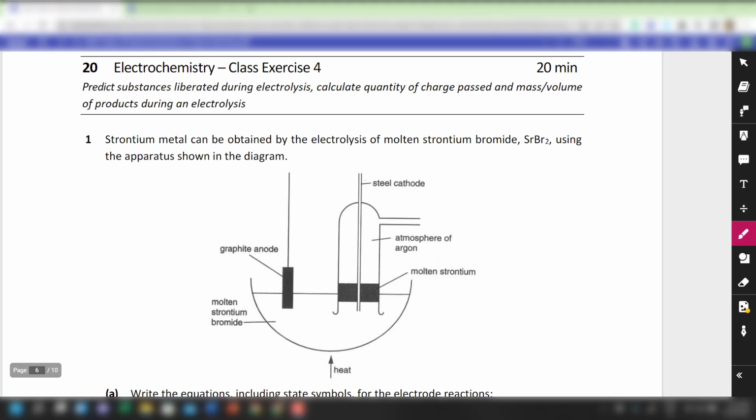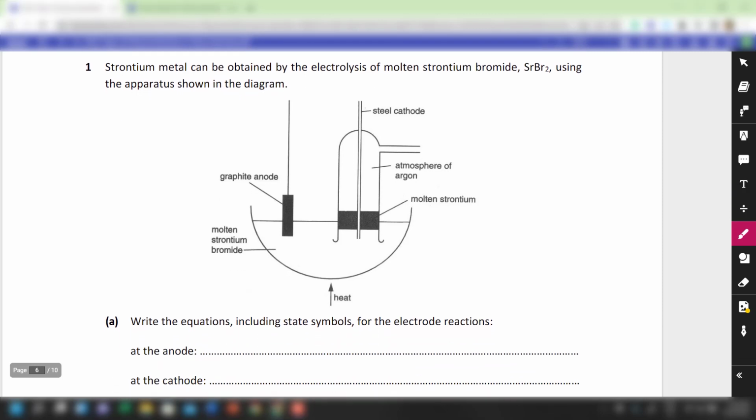Hi students, we are going to review in-class exercises 4 and 5 of electrochemistry in this video. For question 1 of in-class exercise 4, we have strontium metal being abstracted from molten strontium bromide via electrolysis.